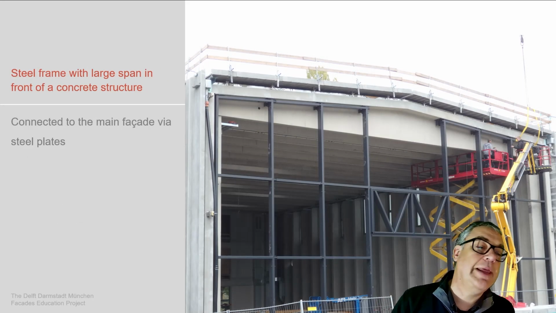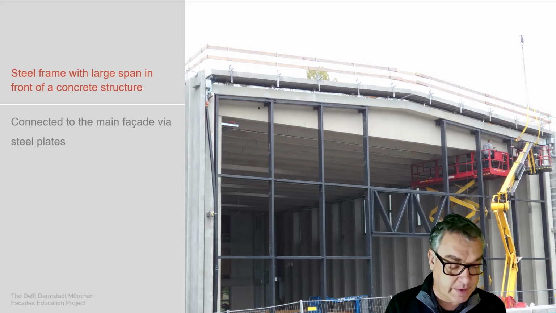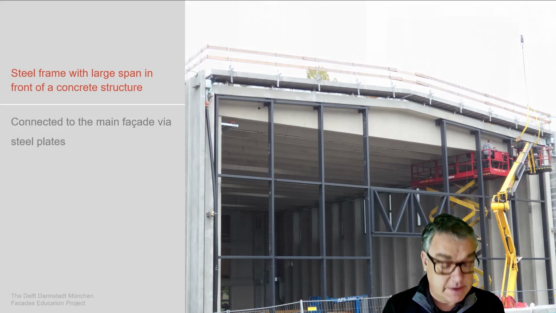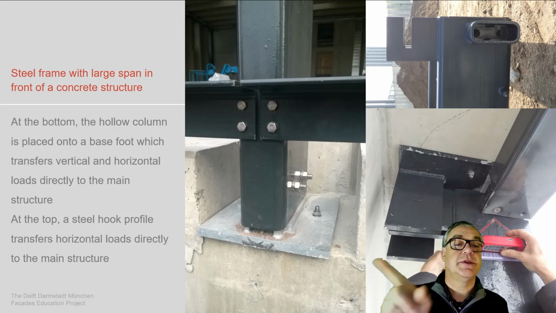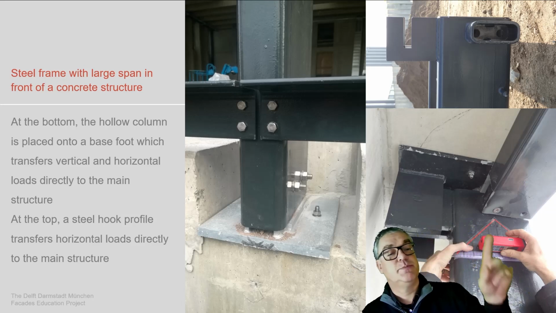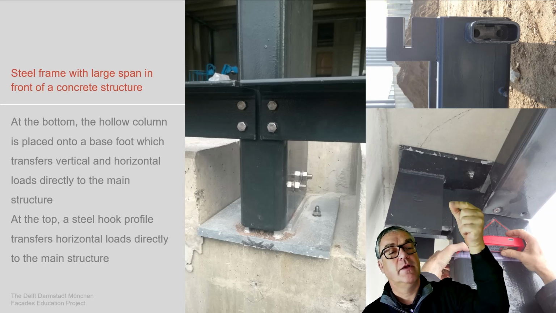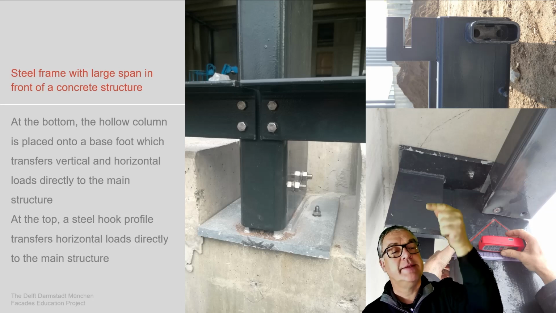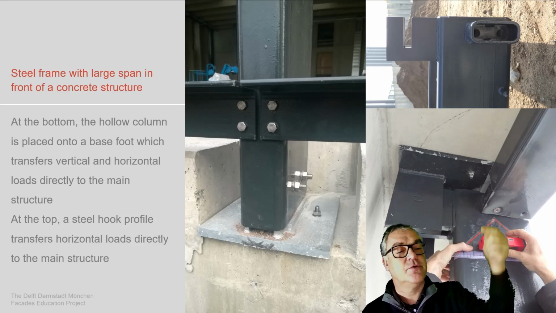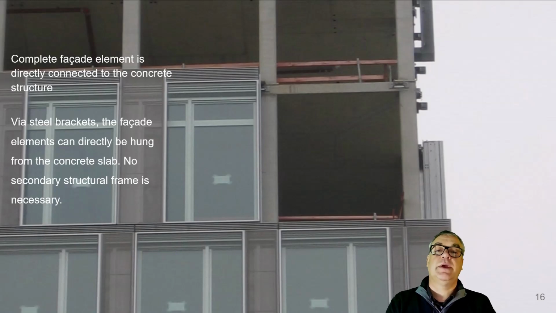Then a complete skeleton steel structure in front of a main structure. This steel structure is positioned at the bottom part into these brackets, fixed, and then the loose point, which is this one at the top part, is just a hooked detail. So it's actually hooked in here to allow movements of the main structure versus the secondary steel structure, which we see here.